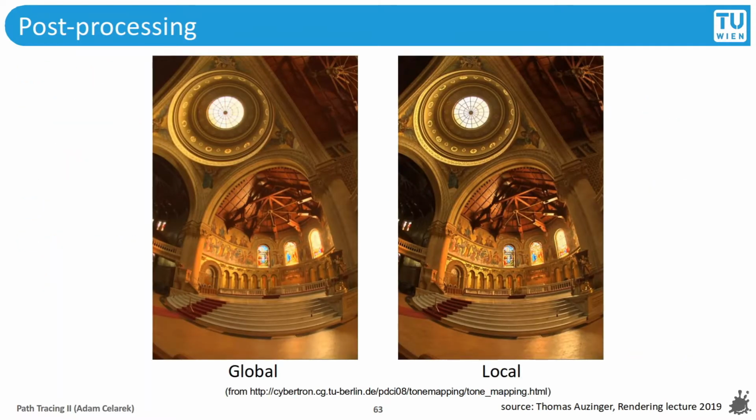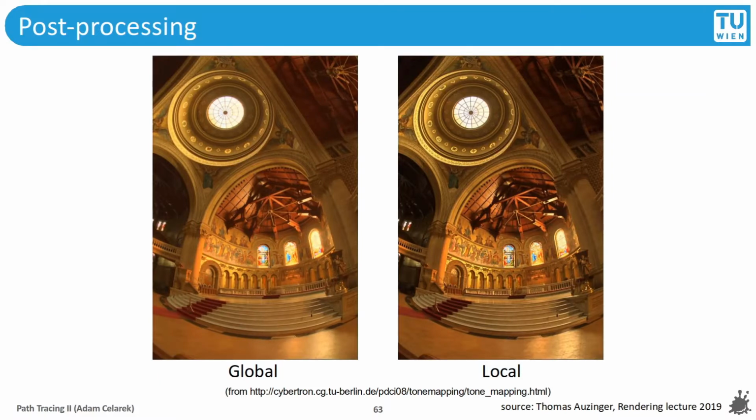Let's now look at some examples. On the left, you can see a global mapping and on the right, a local one. If you look closely, you can see that some of the darker areas on the right, like for instance in here, are darker compared to the left. The window in the roof in here is a bit blurred. There is some sort of bloom. Here on the right, it's much crispier.